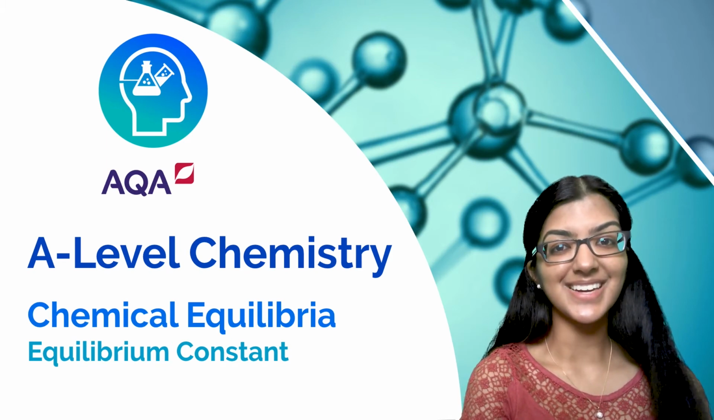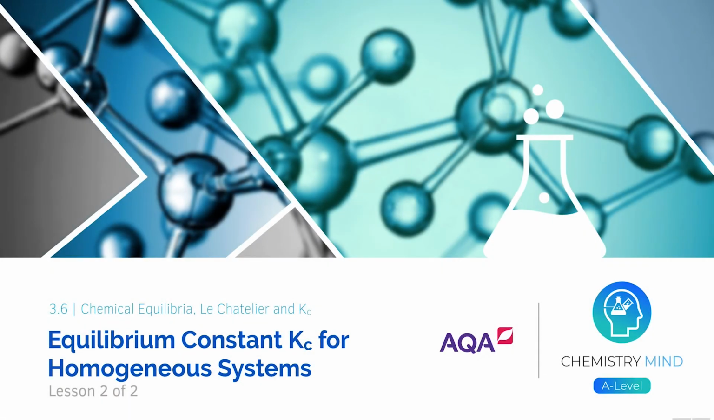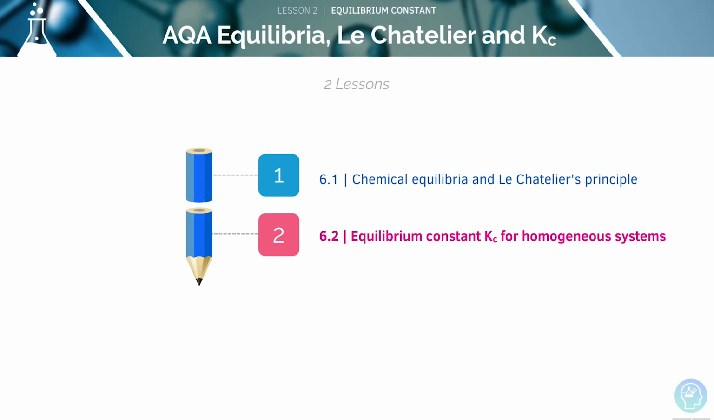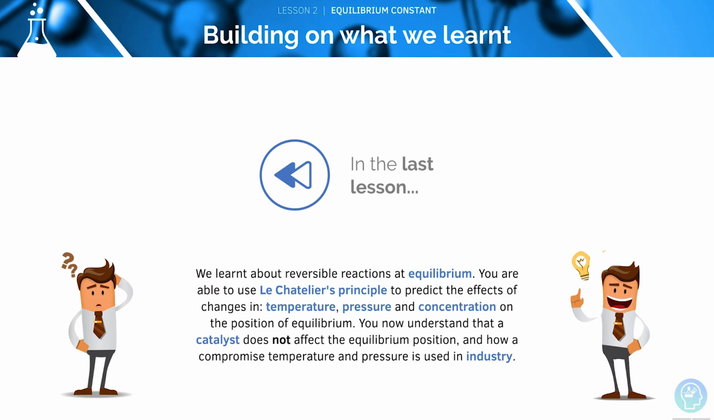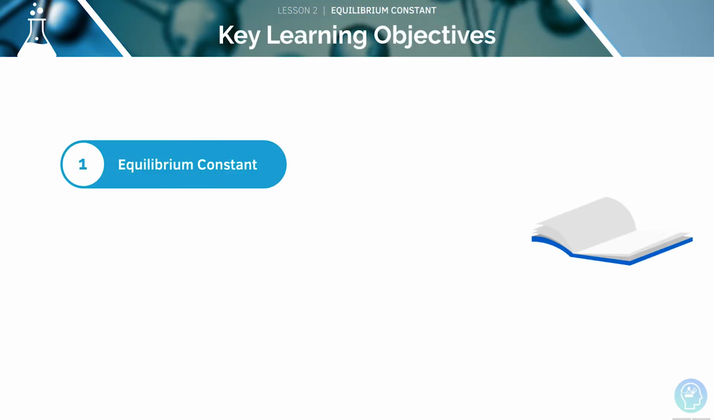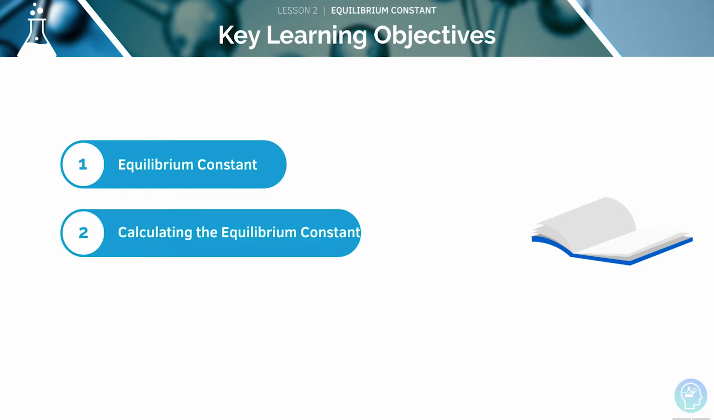So, let's get started. Welcome to lesson 2 of 2 in this tutorial, covering the equilibrium constant for homogeneous systems. This is the second video in our series of 2 lessons on the topic of equilibria, Le Chatelier and Kc. In the last lesson, we looked at reversible reactions at equilibrium and Le Chatelier's principle. Here are the key learning objectives for today's lesson. First, we will look at the equilibrium constant, and then we'll look at how to calculate it.